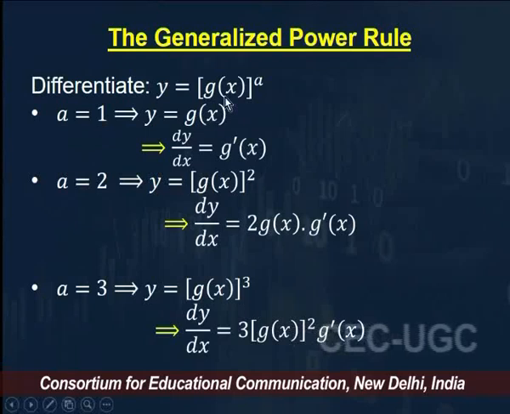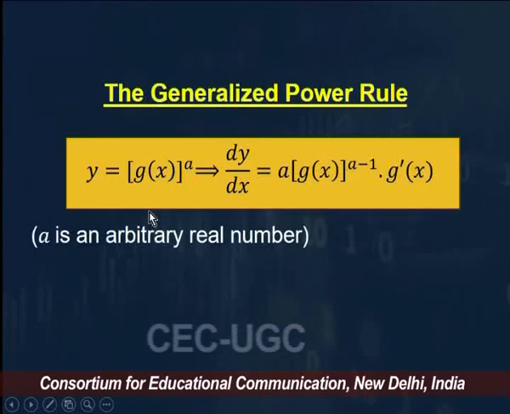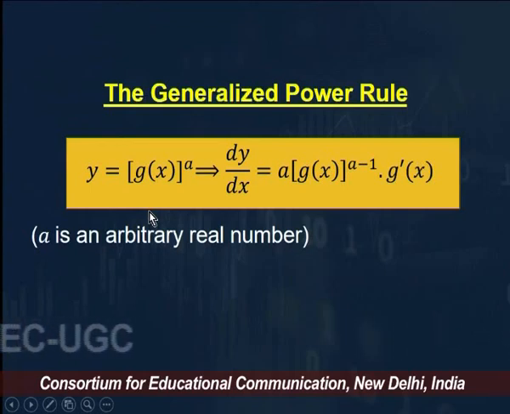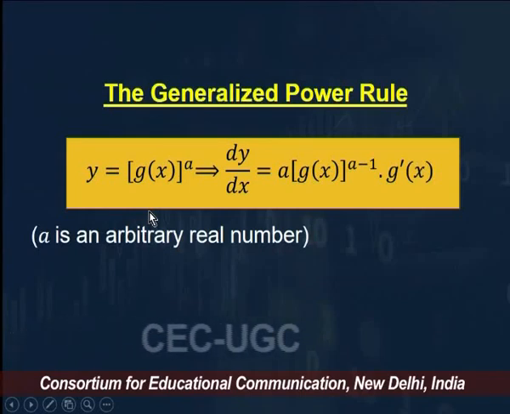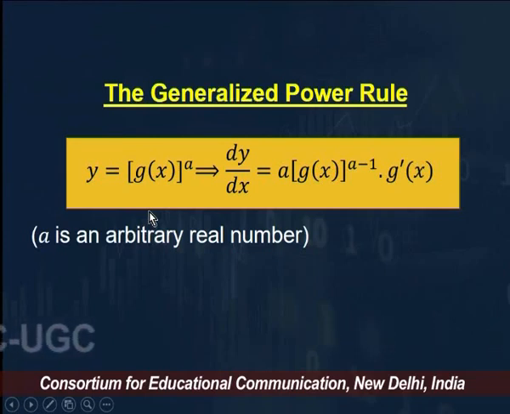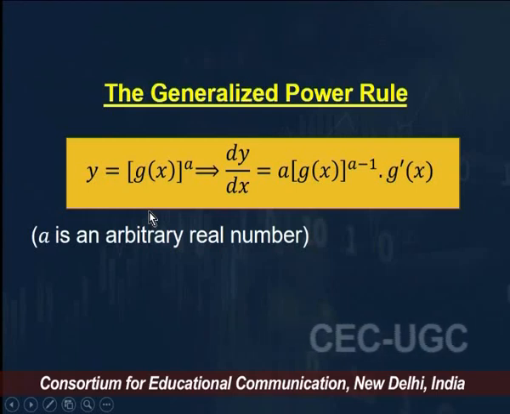And the pattern that emerges, if you can discern a pattern here, the way I just explained, is as follows. When y is equal to g of x to the power a, where g is a differentiable function, then dy by dx, the derivative of this function, is given by the parameter a up front times g of x to the power a minus 1 times the derivative of this function, g prime of x. And here a is any arbitrary real number.